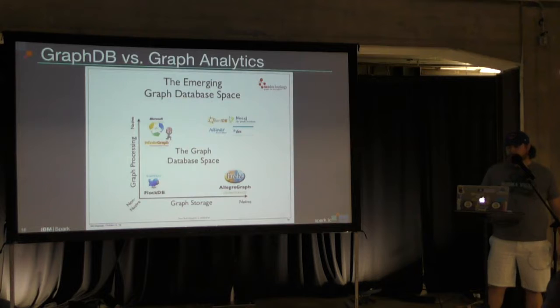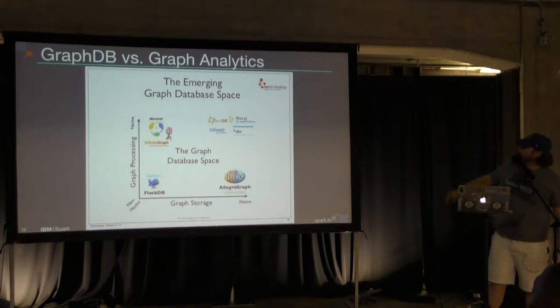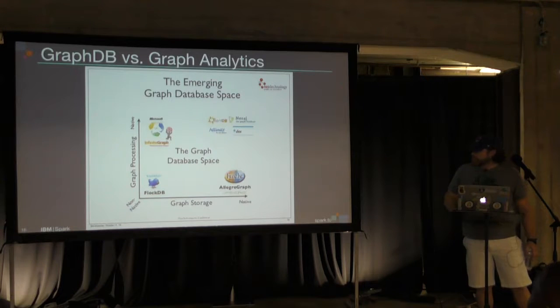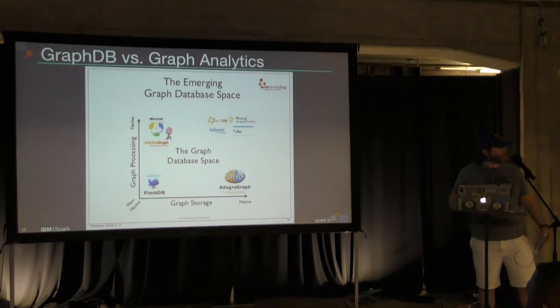I think this is actually from Neo themselves, and of course they're in the upper right. So it works out pretty well, but sort of, you know, graph processing, graph storage. I've never used FlockDB. Have you ever used that? Is that open source?